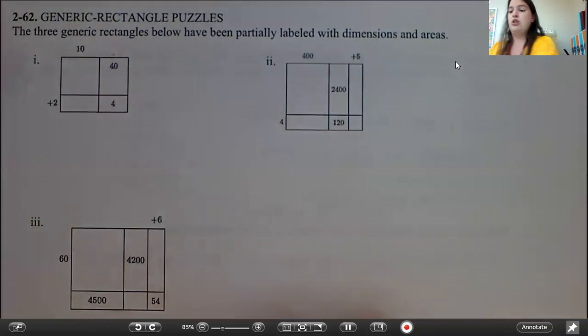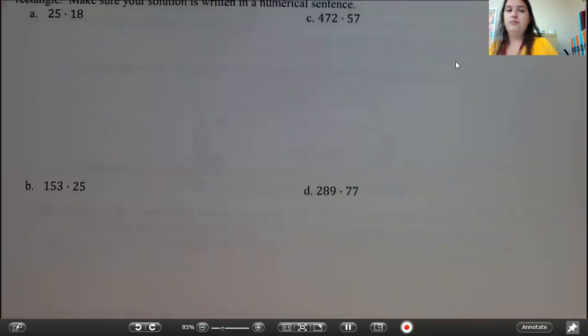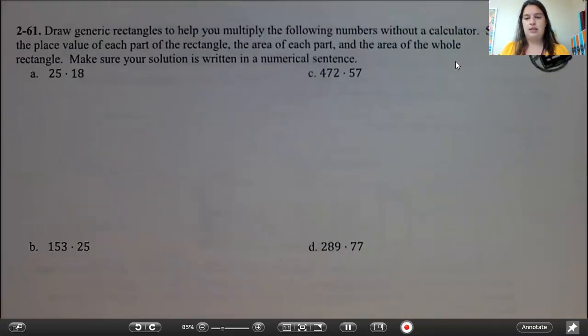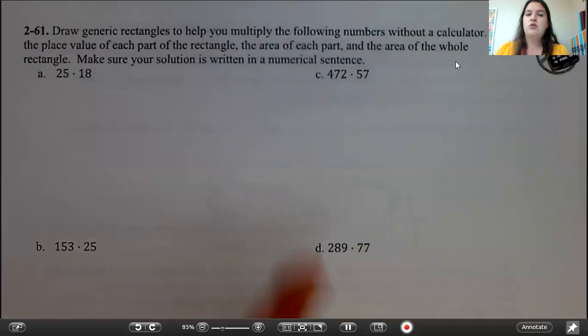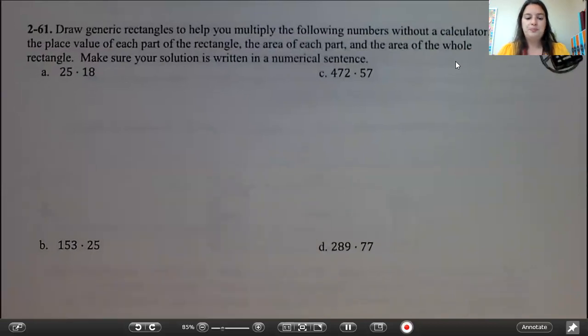One more thing I want to mention, 261. Some great practice problems for drawing generic rectangles and practicing without a calculator. If you do those, I might throw some bonus points your way if you get them right, okay? Because it's awesome practice for your upcoming quiz and your test, because generic rectangles, they're never going away. So again, you need to do 262. We'll go over it in class, and then 261, I might throw some bonus points your way.